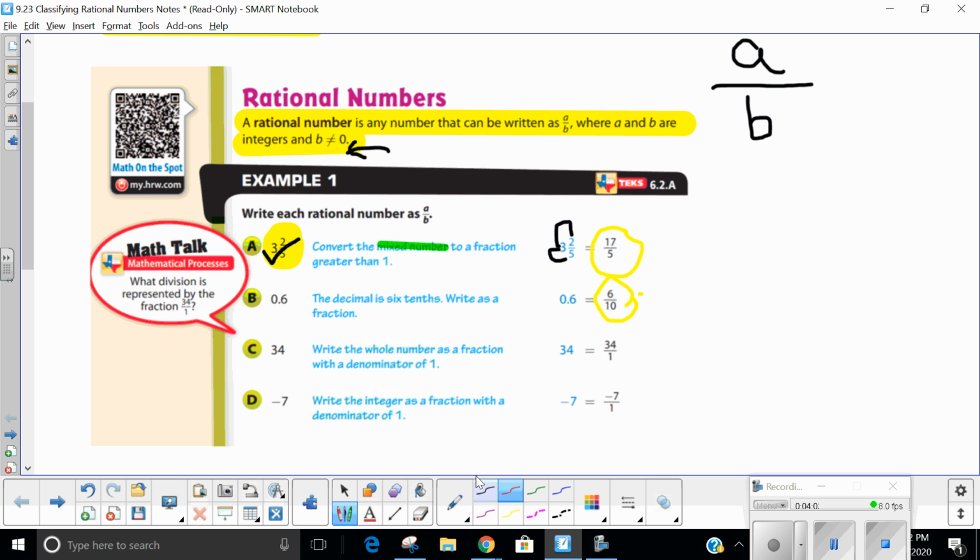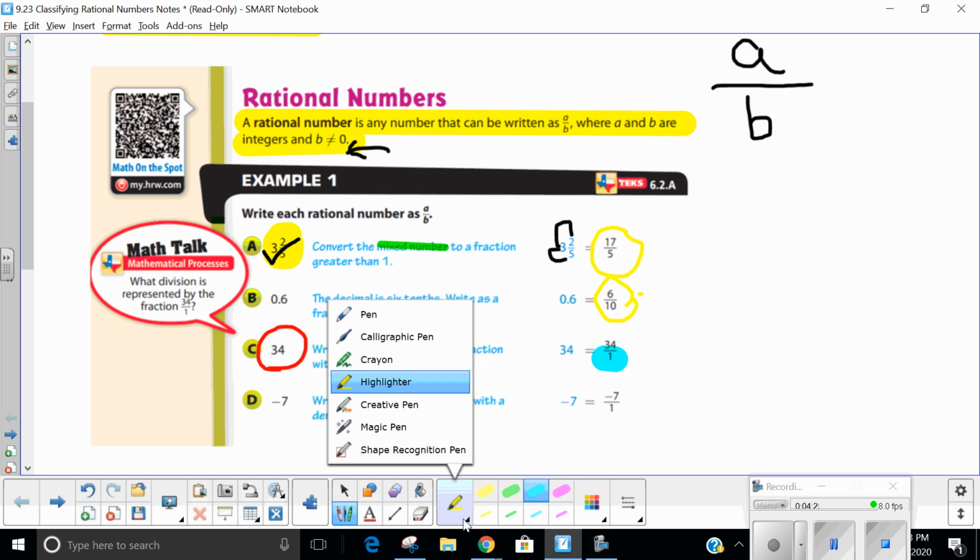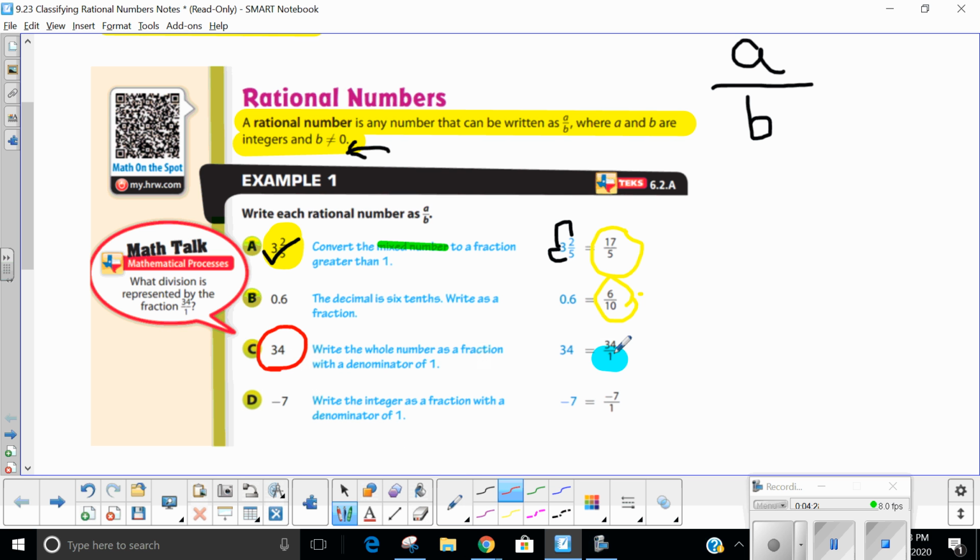So now let's look at the whole number 34 right here. 34 can be written as a fraction. All we do when we have whole numbers is we make the denominator equal to 1. So if you look here, we take the whole number 34 and we place it above the number 1 in the fraction. Any number divided by 1 equals that whole number. So we just convert a whole number to a fraction by just placing it over a denominator of 1.